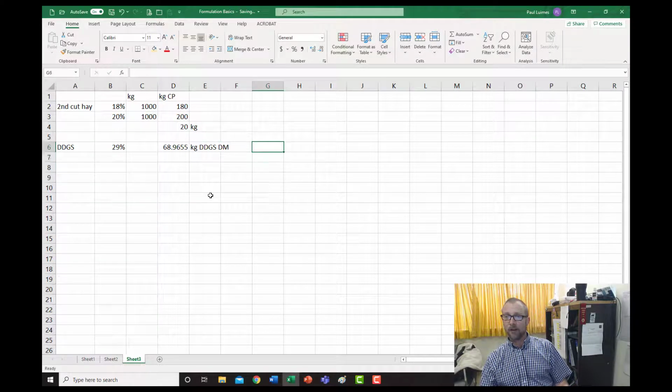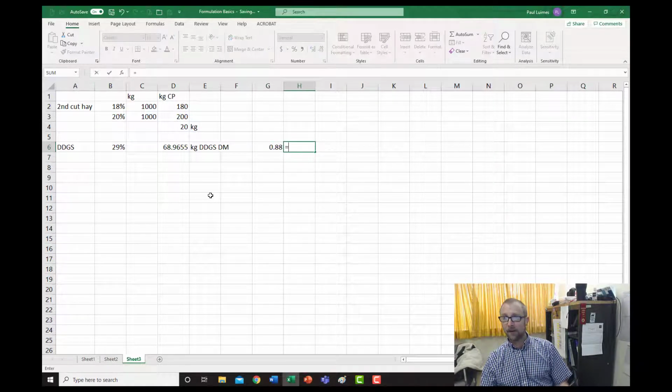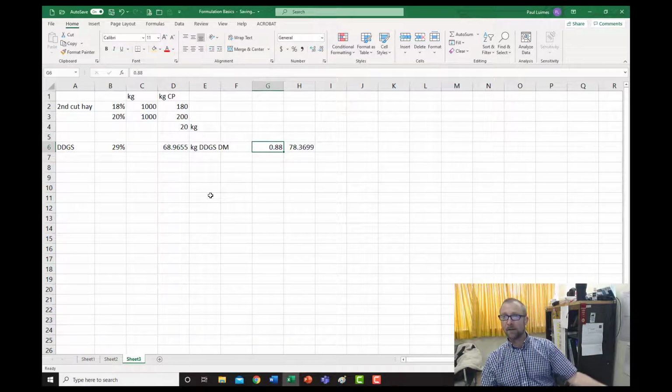And the dry matter percentage of that, I'm going to say, is 88%. So 88% dry matter. So that means I'm feeding about, and let me just put the percentage number in here, about 78 kilograms of distiller's grains more than I needed to, right? Than what I need to.